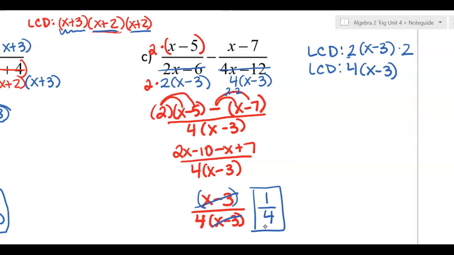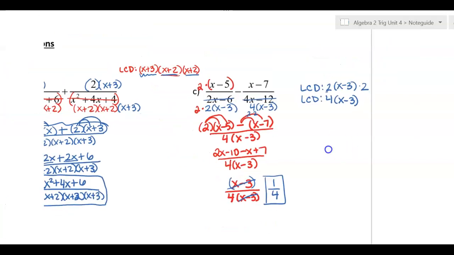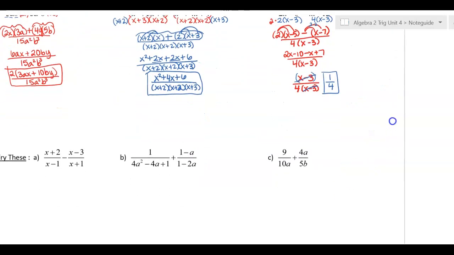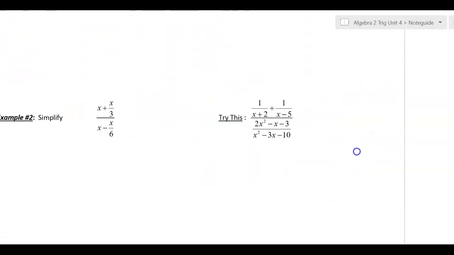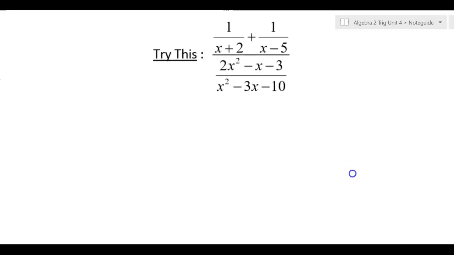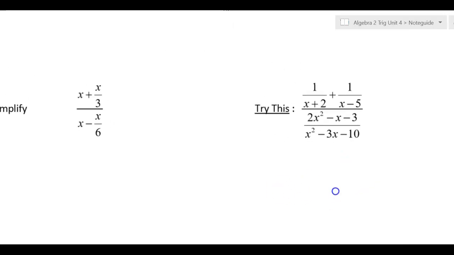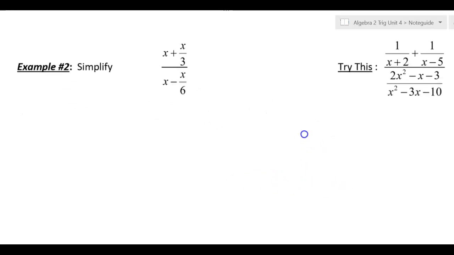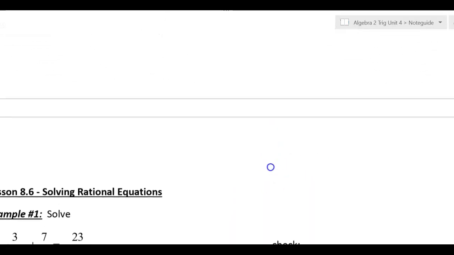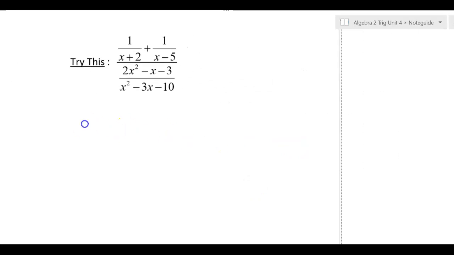All right, any questions on any of those ideas? No? All right, so let's look at a slightly more complicated version of these like we did yesterday. I'm actually going to have us do the try this one instead of the example 2. Okay, I think that's all we have to do today. We're going to do this one.